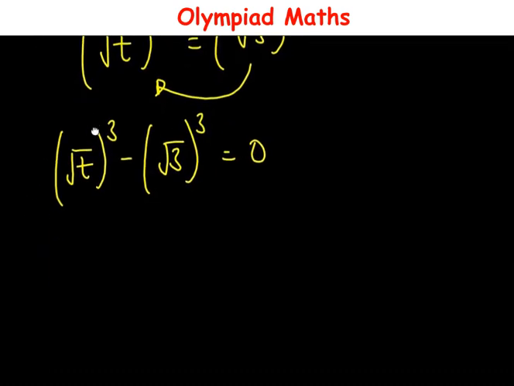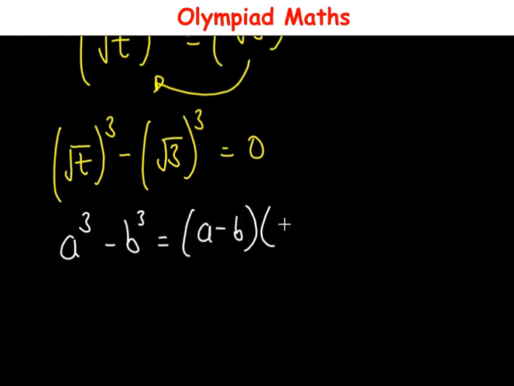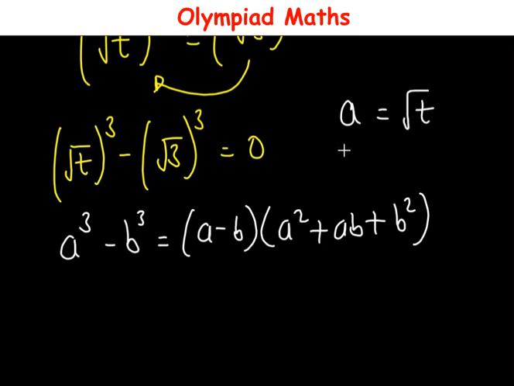Now looking at this, what we have is a difference of two cubes. If you have something like this, a raised to power 3 minus b raised to power 3, this is equal to (a minus b) multiplied by (a squared plus ab plus b squared). In this case, the value of a is equal to square root of t, and the value of b is equal to square root of 3. So putting these values of a and b into this, let us then expand this expression.